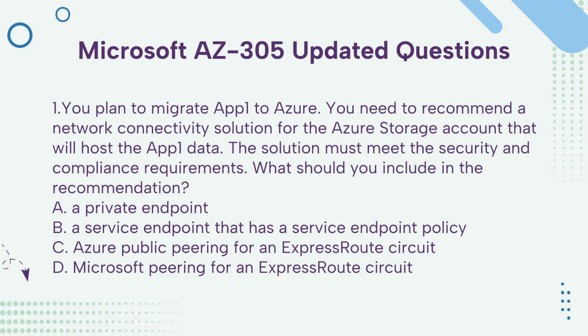1. You plan to migrate App 1 to Azure. You need to recommend a network connectivity solution for the Azure storage account that will host the App 1 data. The solution must meet the security and compliance requirements. What should you include in the recommendation? A. A private endpoint. B. A service endpoint that has a service endpoint policy. C. Azure public peering for an ExpressRoute circuit. D. Microsoft peering for an ExpressRoute circuit.